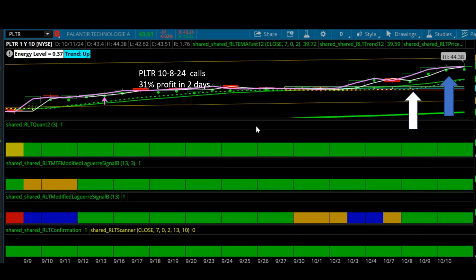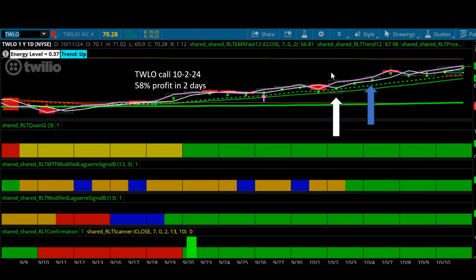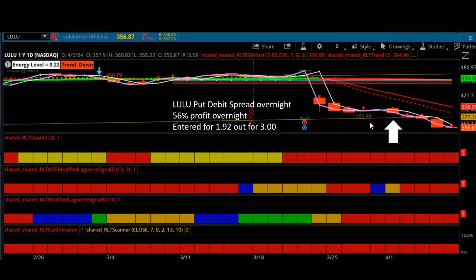Okay. Palantir, we get into Palantir here. It was a nice trade again. Flat compression, goes yellow, goes green. We get in right here, and we're out 31% profit in 2 days. You see that we're being guided by the colors here. All right, Twilio 58% profit in 2 days.